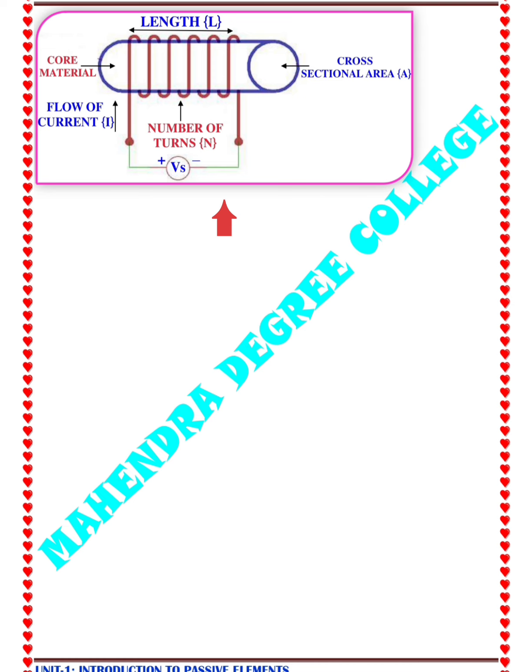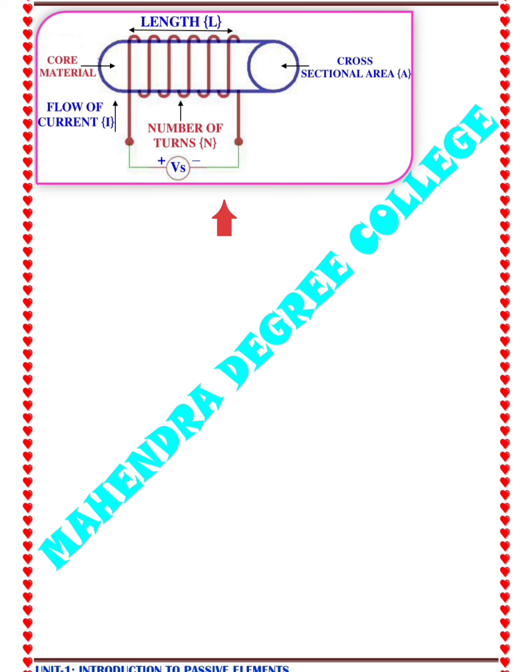Where flow of current I: current flows through the wire. This current creates a magnetic field around the coil. Where voltage source: the inductor is connected to a voltage source. This source causes current to flow in the coil.